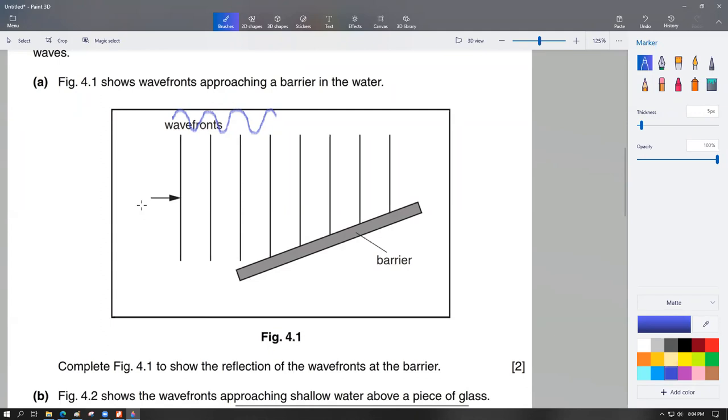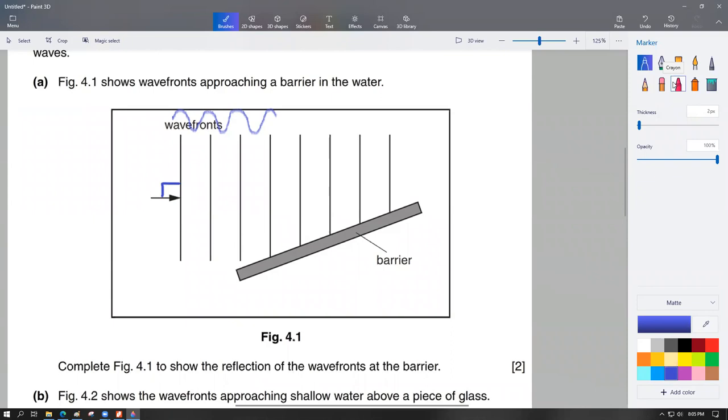The second thing that you need to understand is that as the wave comes in, it will be reflected off by producing an equal angle with the barrier and also the normal, because the angle with the normal plus the angle with the barrier essentially gives you 90 degrees. So I'm getting through this part piece by piece.